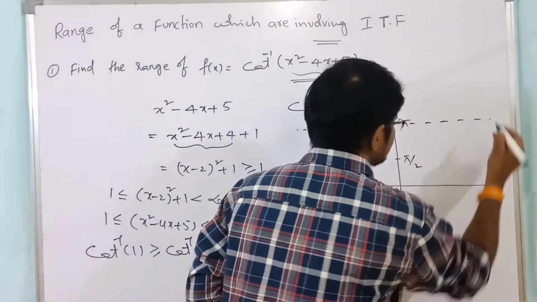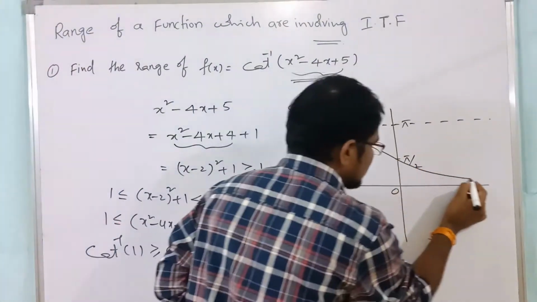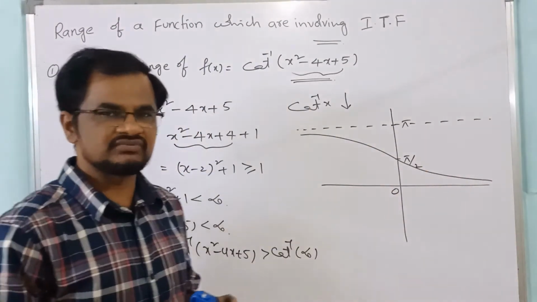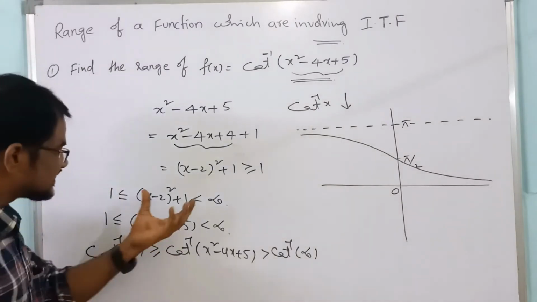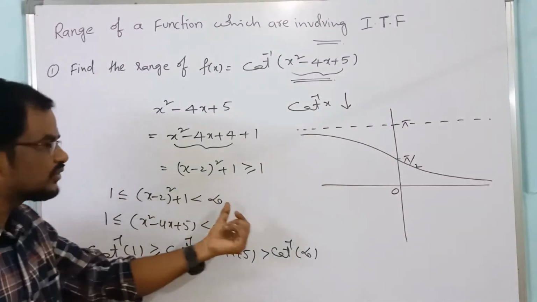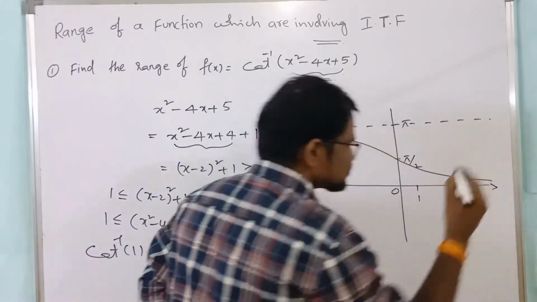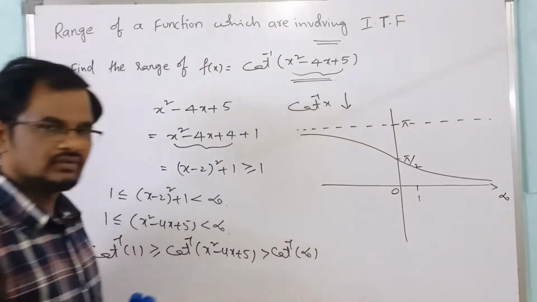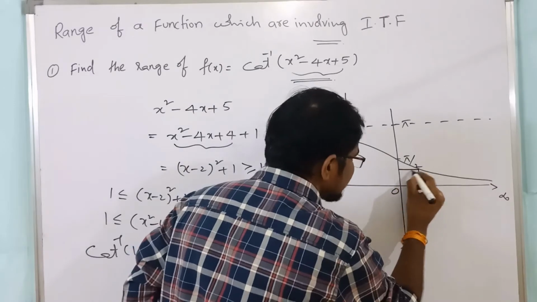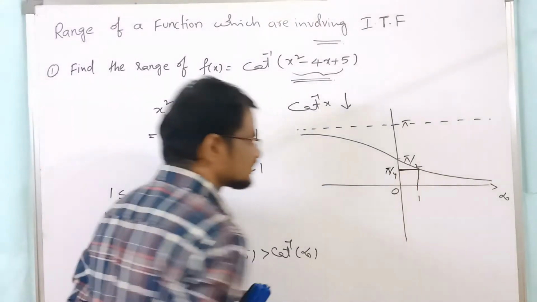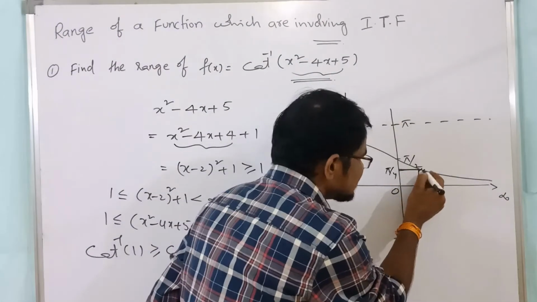This is the graph of cot inverse x, which we learn in the inverse trigonometric functions chapter. Now this expression exists from 1 to infinity. So here I will take 1, and here it approaches infinity. Cot inverse of 1 is pi by 4. So the graph from 1 to infinity is this one.